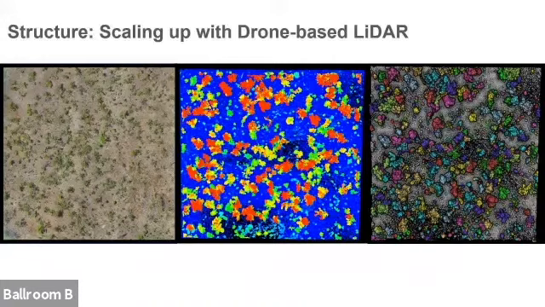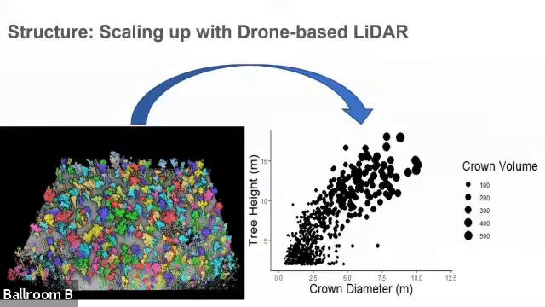From that raw data, we can segment out individual trees. So we can identify individual trees and, like I said, we can measure them. So what does that look like once we measure them? Here on the left is that image. Individual trees are just given a random color. We can measure trees in terms of their height, crown diameter, and crown volume.